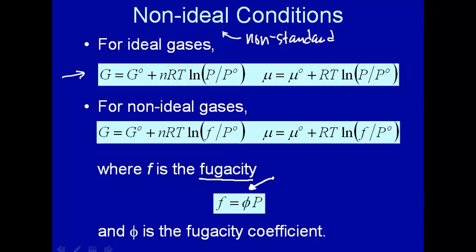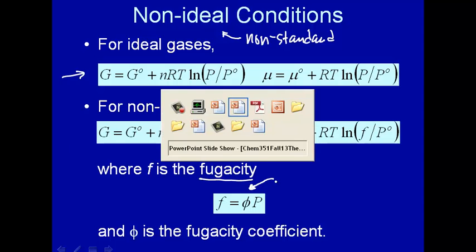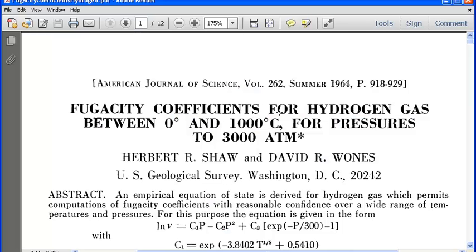So when you replace pressure with fugacity, that's an F there. This you can maybe calculate, but more generally it's measured experimentally. And fugacity would be a function of pressure and temperature. And to show that the fugacity coefficient depends upon the gas, I found this article, Fugacity Coefficients for Hydrogen Gas, from the American Journal of Science way back in 1964.